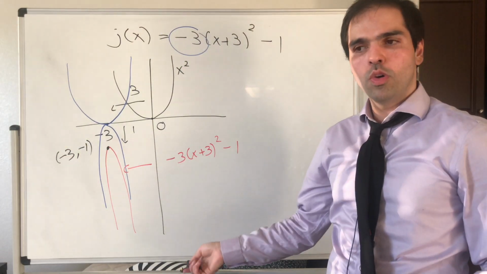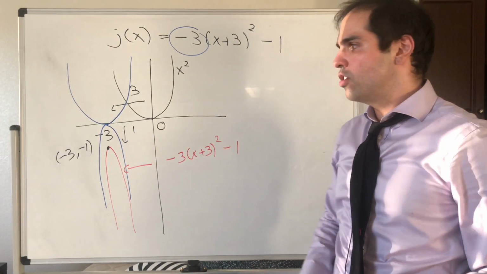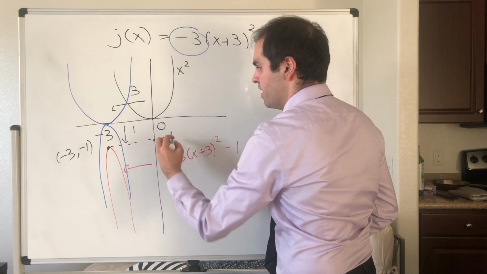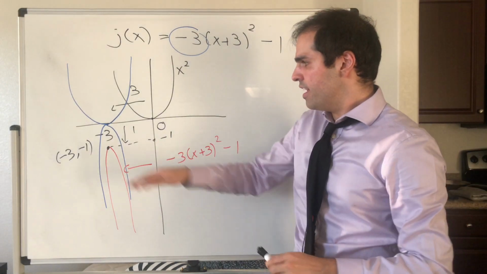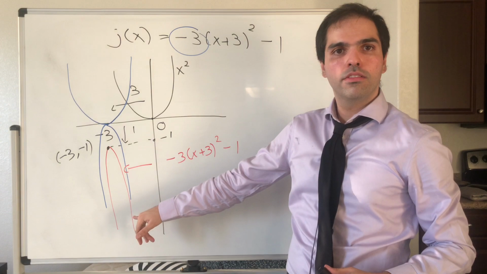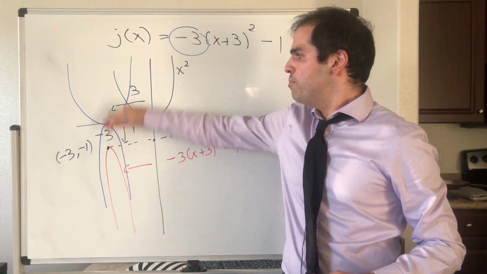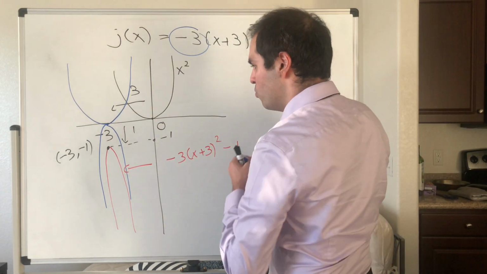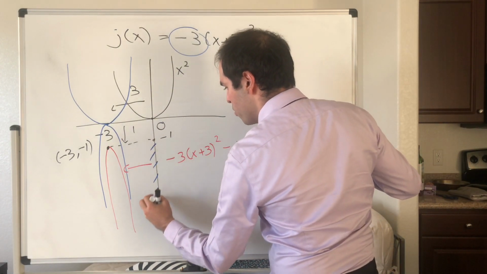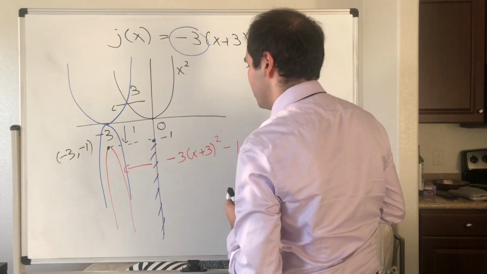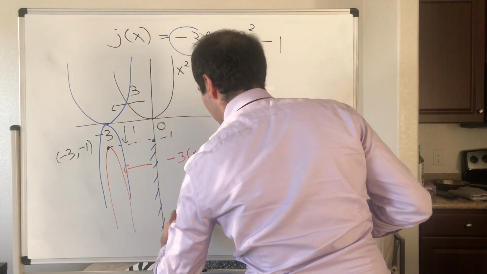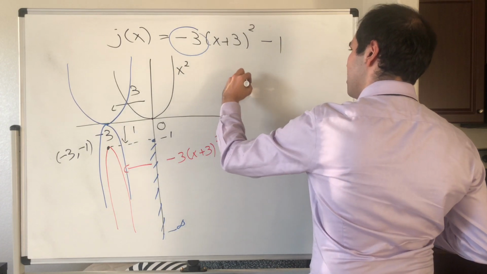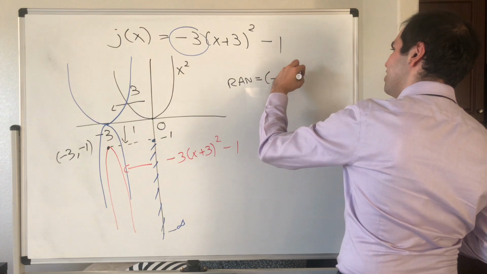Why is this useful? It's because now we can find the range. Notice, again, the y-coordinate is minus 1. Anything less than minus 1 is attained. Okay? And anything bigger than minus 1 is not in the range. So what this tells us is the range is all the numbers less than or equal to minus 1. Or in other words, the range is minus infinity comma minus 1.